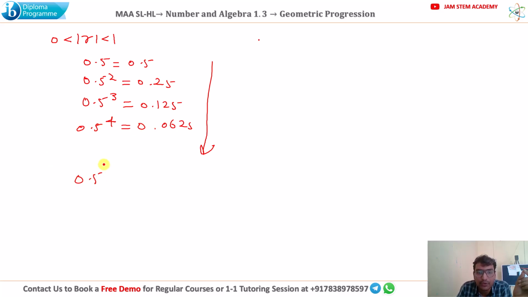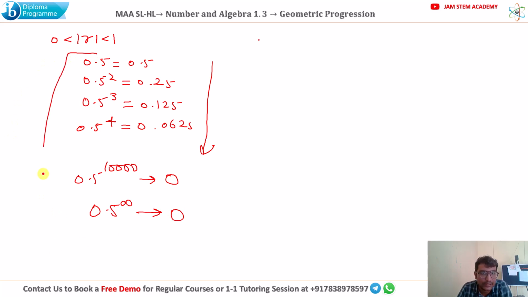So if I take 0.5 raised to the power 10,000, it will be a very small number, almost 0. So if we have infinitely many terms, it means we are having 0.5 raised to the power infinity. That is almost 0 again. So that's the only reason the sum will be convergent if the common ratio magnitude lies between 0 to 1. Magnitude, I said. Then only you can find the sum of infinite terms, otherwise not.